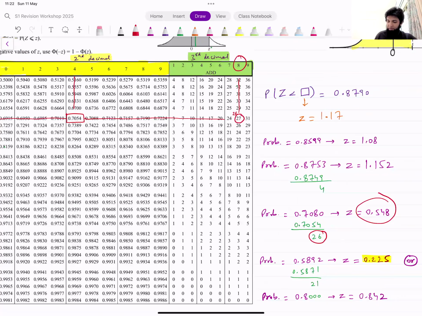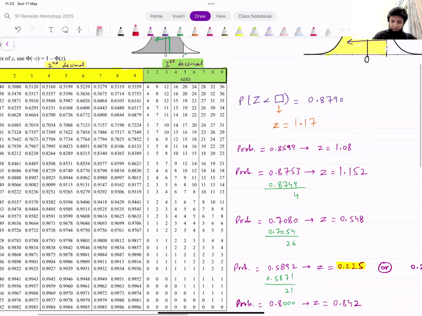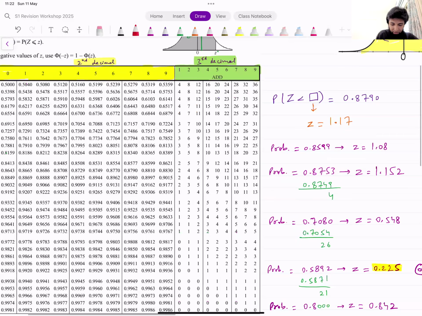Okay, take another example. Let's say you had 0.5892 and you had to find the corresponding z value for this. 5892. Let's search for that. Can we find that here anywhere? 5892. The immediately smaller value is this.